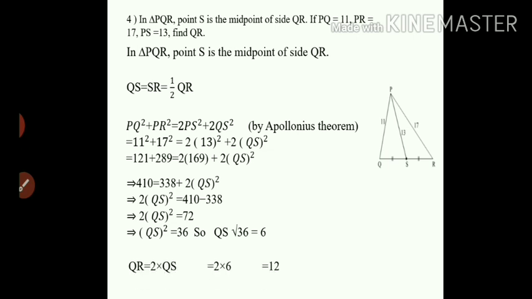Now you have to find length of QR. So we have written in the statement, S is the midpoint of QR. Means QS and SR, both will be congruent. So QR will be 2 times the QS. So 2 into 6 will be 12 centimeter.